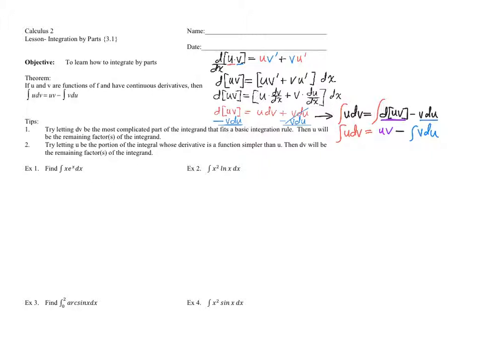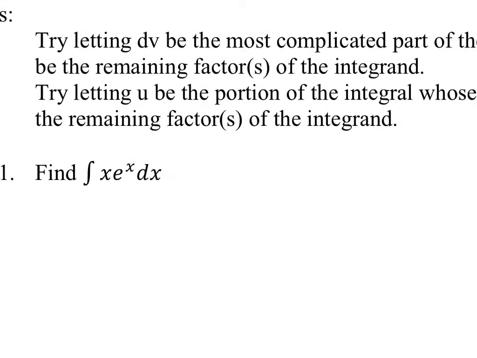All right. So the tips are to try letting dv, we're going to define 2 things. We're going to define u and dv. So think of this as like an extension of u substitution. We're defining u, and we're also defining another variable dv. We're going to try letting dv be the most complicated part of the integrand that fits a basic integration rule, and let u be a portion of the integrand whose derivative is a function simpler than u. All right. What I mean by all that is I'm going to define 2 things, u and dv.